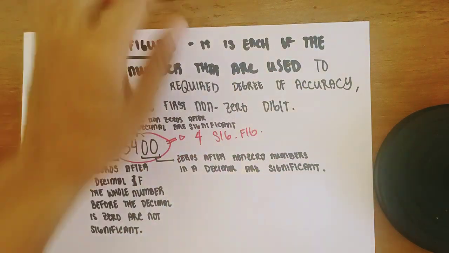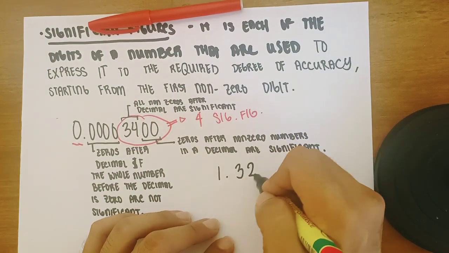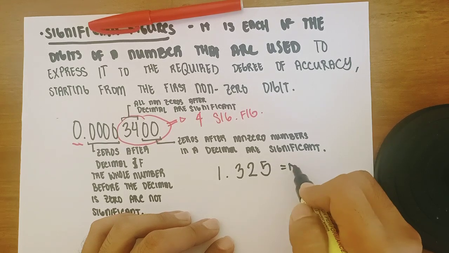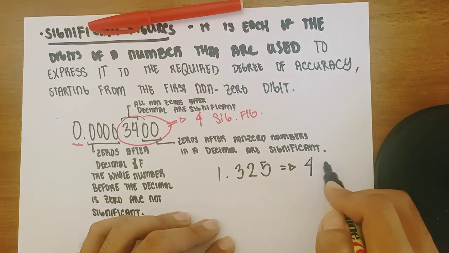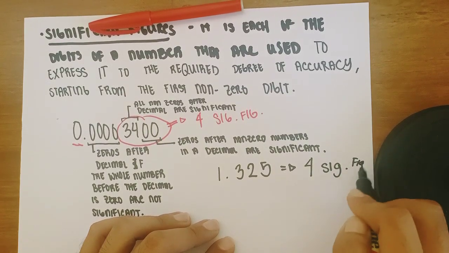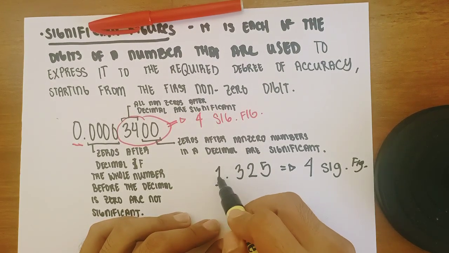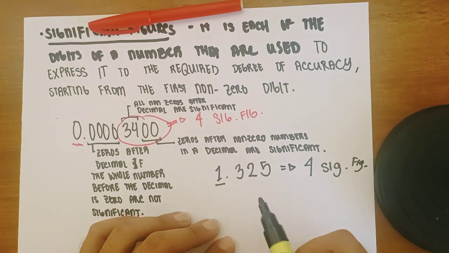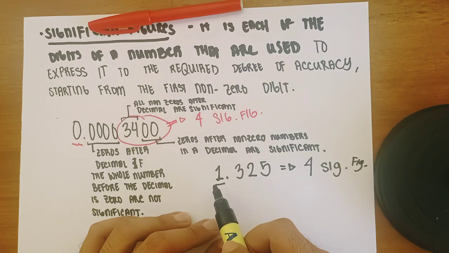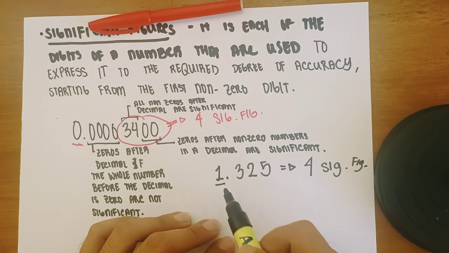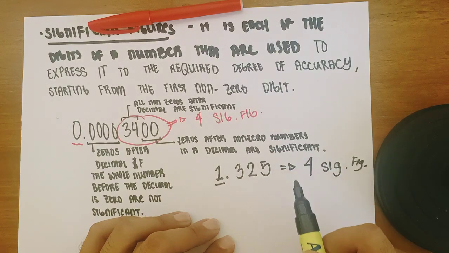Okay. Ibigay pa tayo ng example. 1.325. This has, sa tingin niyo, ilang significant figures? 4 significant figures pa din. Bakit? Kasi, ang unang number before the decimal is significant. So, automatic. Pag ang unang number before the decimal has a value, hindi siya 0, ibig sabihin, lahat ng sumunod is significant.